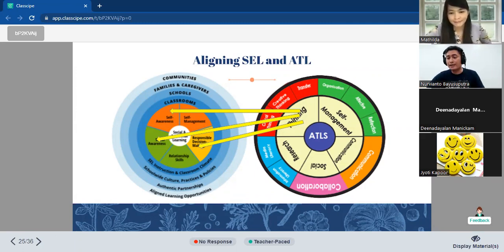But again, like I said, these arrows are not definitive. These are just examples of how we can map them out. So our main point is that if you already have ATL skills in your lesson planner, then most probably you are able to find which of these SEL components, the CASEL competencies, can match your ATL, and write it down in your lesson planner and make it explicit to the students. So that's one of the ways that we can do it.